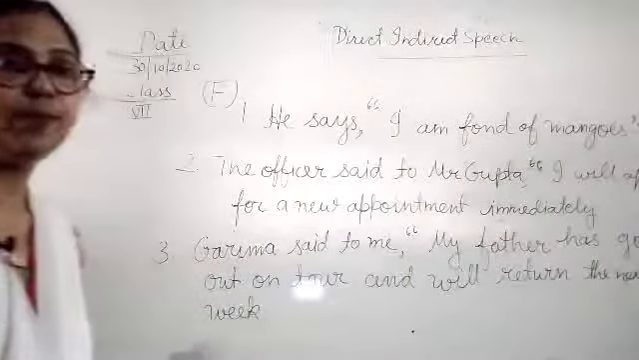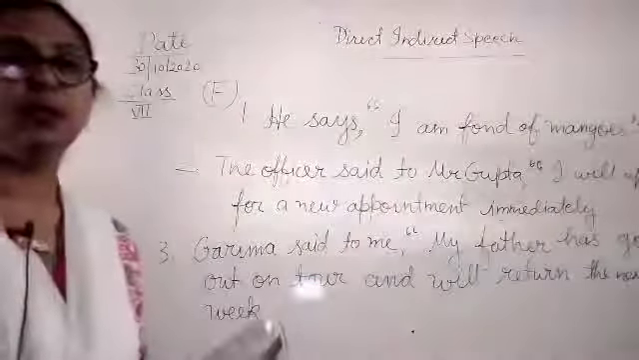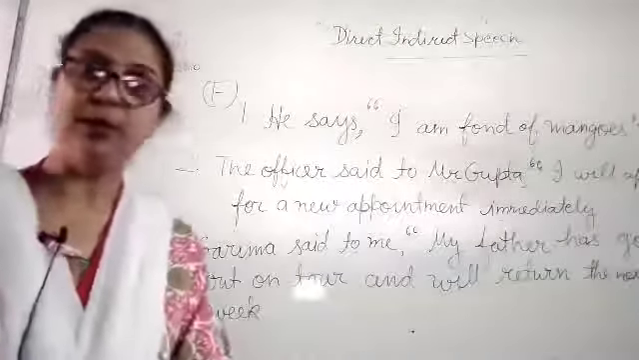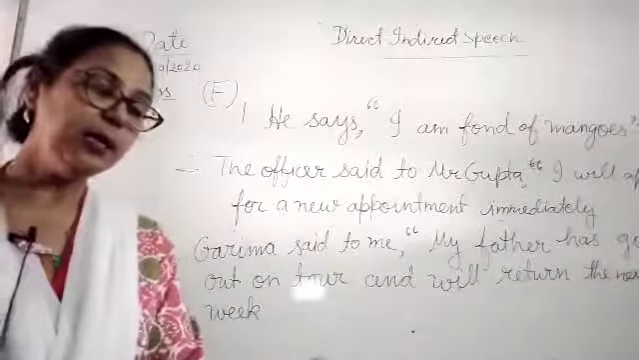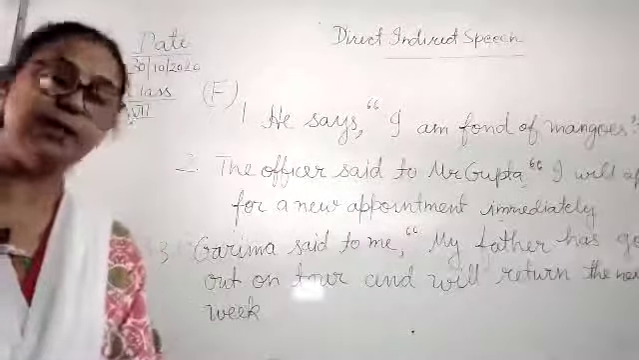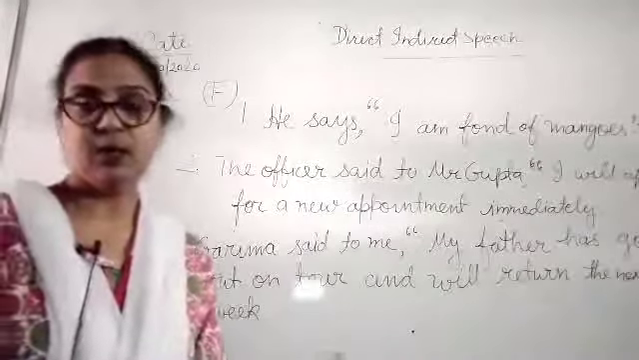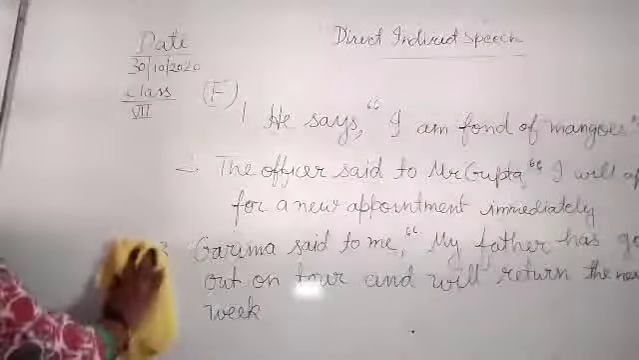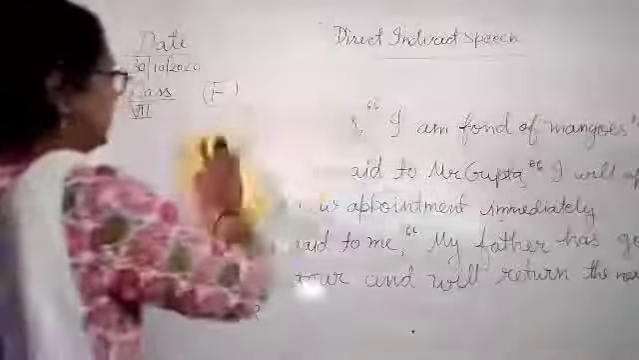So we have completed this, and now we are going to do the fourth one, that is, Mini said that she wanted to go to a hill station that week. So you just write it down. So we are going to complete the fourth number.